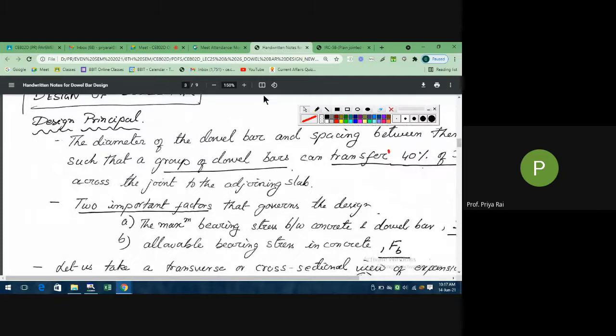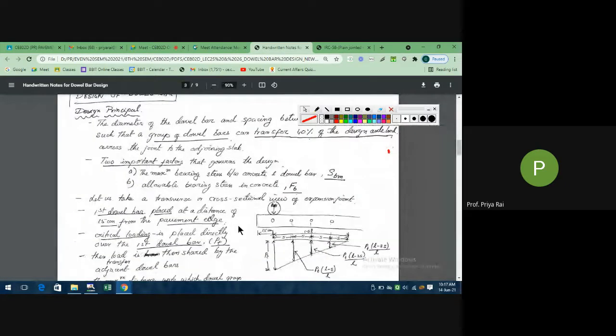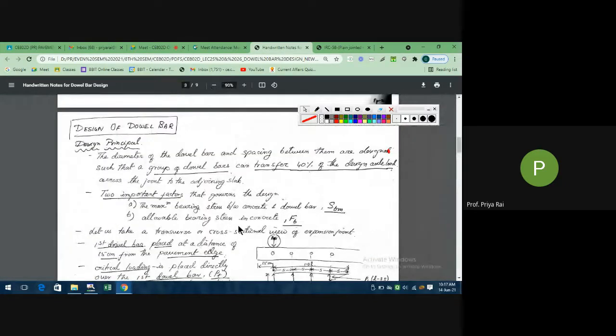Now comes the principle. This is the main funda, that they will transfer 40%. You have to remember this thing. They will transfer 40%. In the design also we will see we are using this formula. We will be using this concept, 40% of the wheel load.